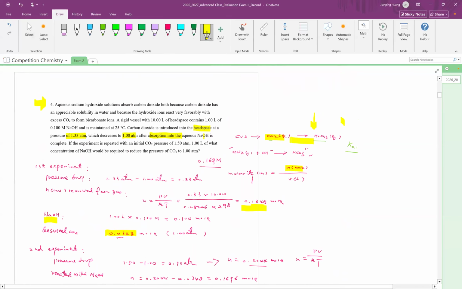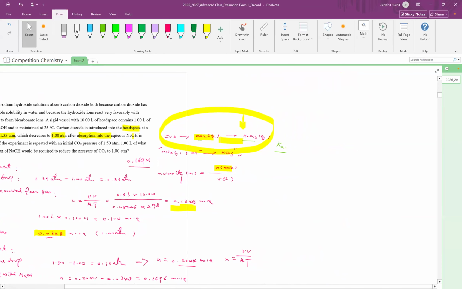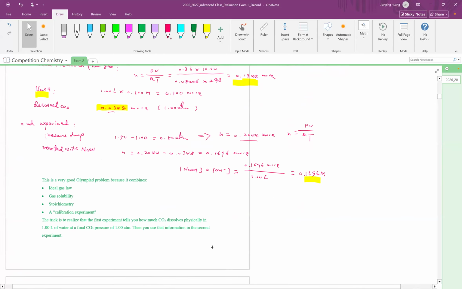Use this principle, okay? Carbon dioxide is very unique. The solubility pretty high, pretty soluble. However, the way from the carbonic acid, it's very little. That's why you make a Ka1. It's very little, okay? Very nice question. Very nice question, okay?